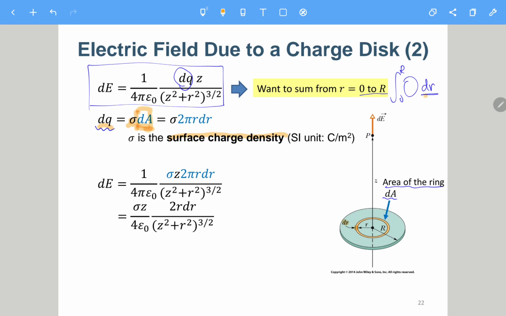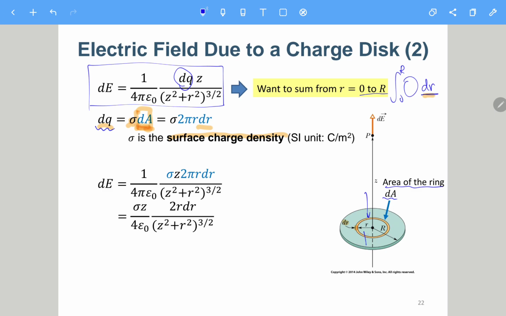Okay, so we change a bit. Although this is dA, this is dr. This is still not the same thing. So the next is what is dA in terms of dr, which means that we try to consider what is the area of this ring. You can calculate it by computing the area of the larger circle and then subtracting the smaller circle. But actually here we don't need to do that.